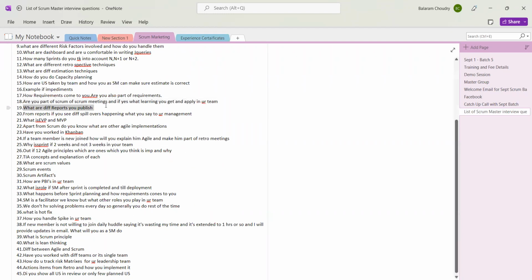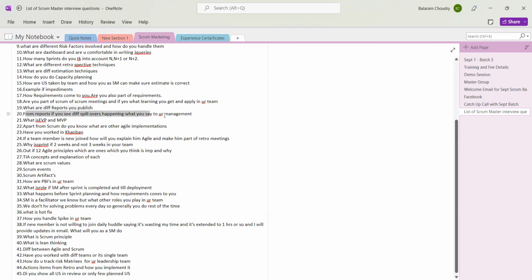So what are the different reports you publish? We have a velocity report, burn down chart, and mainly the sprint report. The sprint report will contain all other reports. In one sprint, you can have velocity, burn down, quality metrics, and defects closed percentage, like how many defects were reported in the sprint and how many were closed. All those reports you can publish, and a commitment reliability report as well.